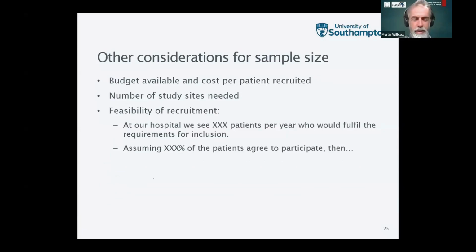You need to consider other things in determining your sample size. How much budget do you have available? What's it going to cost? How many study sites would you need? And how feasible is it to recruit? How many patients do you see per year who would fulfill the inclusion criteria? And of course, not 100% are going to agree to participate. So you have to estimate how many you think are likely to take part.